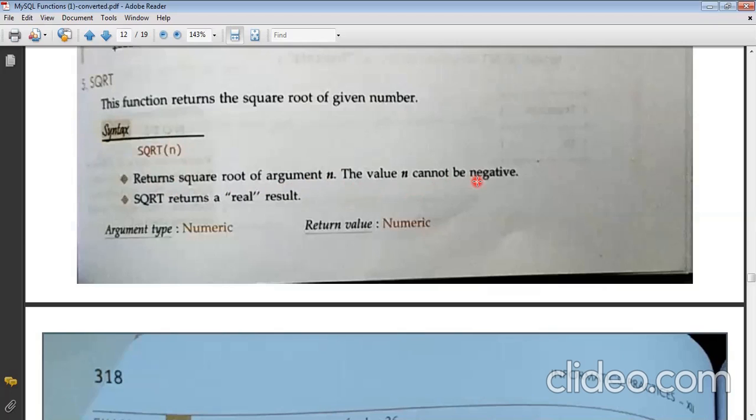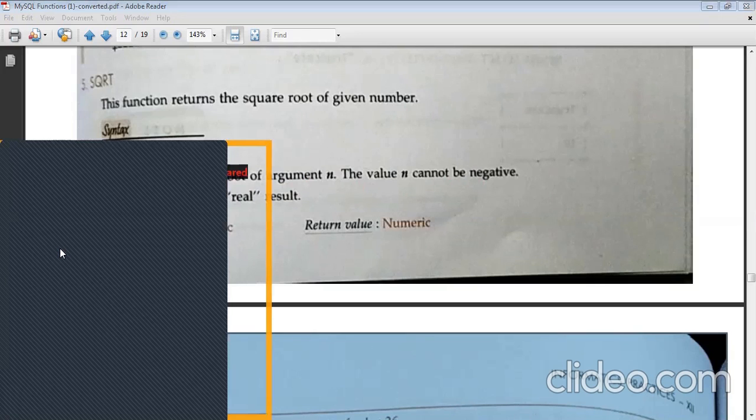So in that case, what would be the output we see on the console? sqrt returns a real result. That means it will not be giving you any negative values. Real values, all the positive values, will be the answer for the given sqrt. We'll just see it on the MySQL command prompt. How does it work?